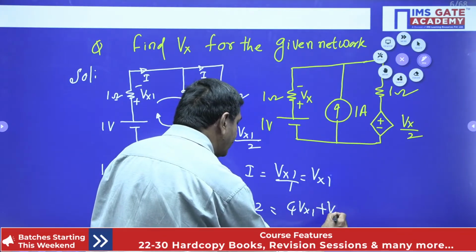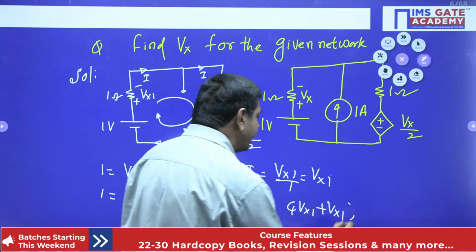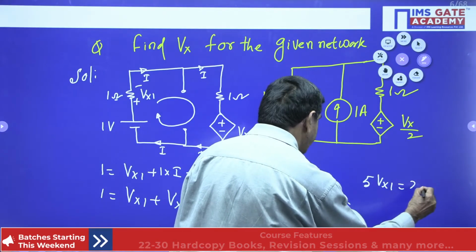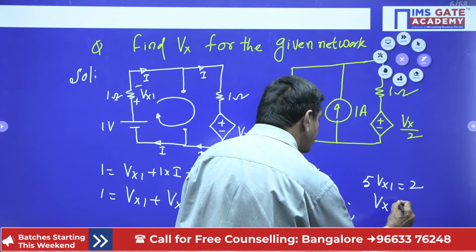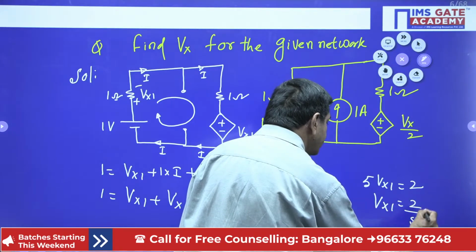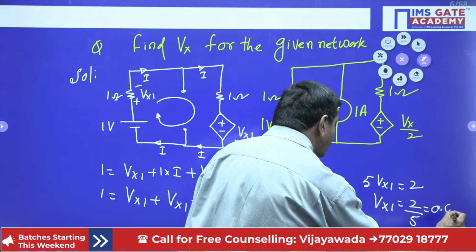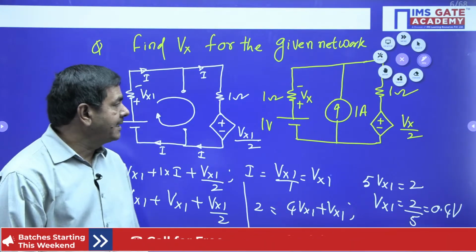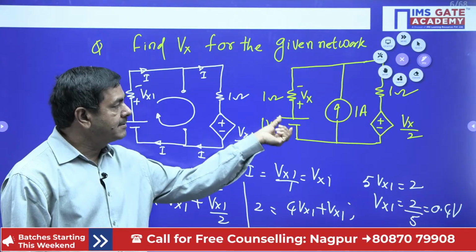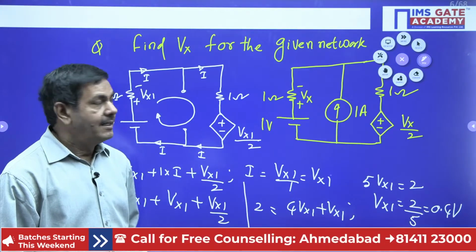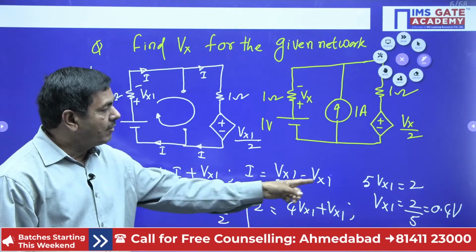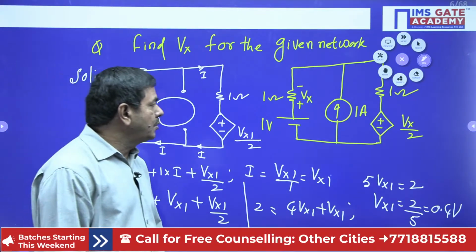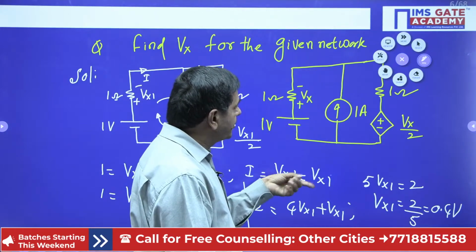Plus Vx1 I can write. Finally, I am getting 5Vx1 equal to 2. Vx1 is nothing but 2 by 5, 0.4 I can get here now. 0.4 voltage I got. So, by selecting this 1 volt battery, I started the work and I got Vx1 as 0.4 volts only now.